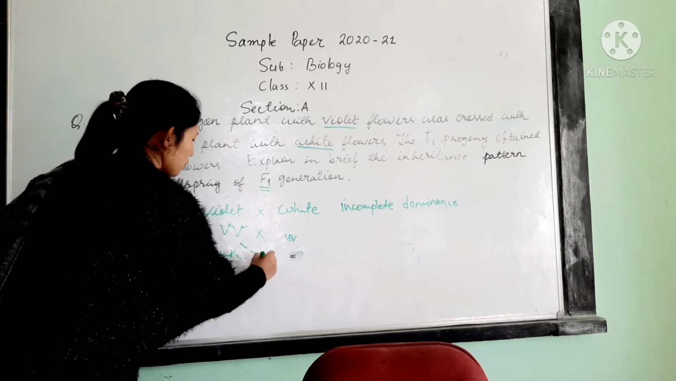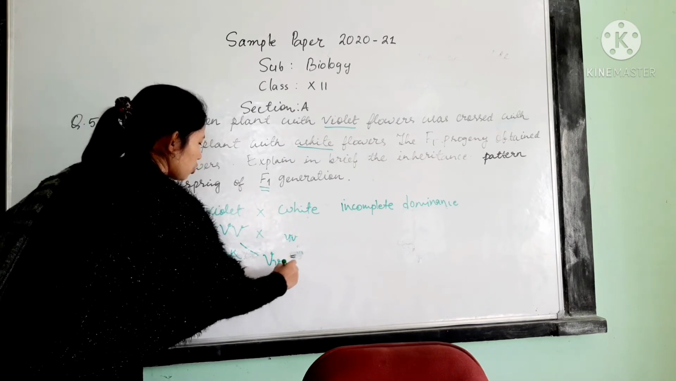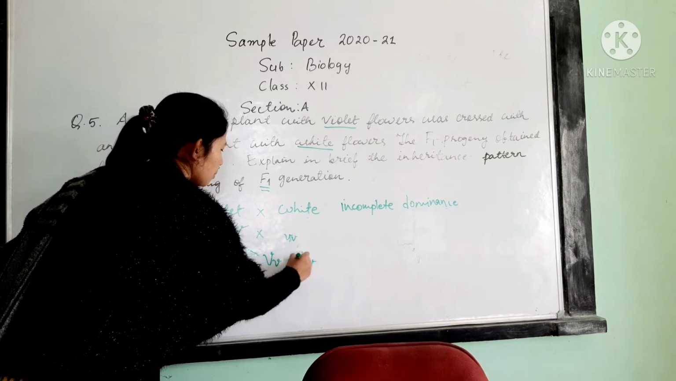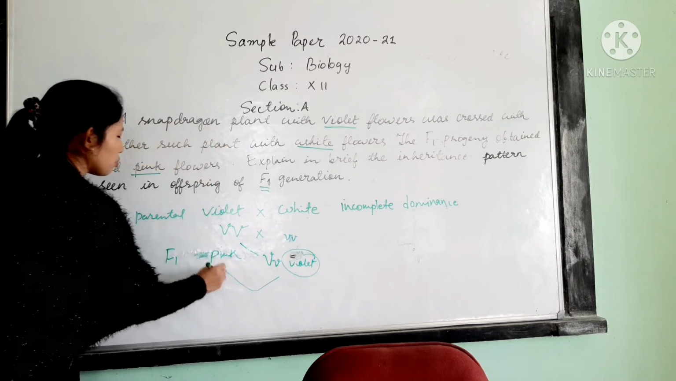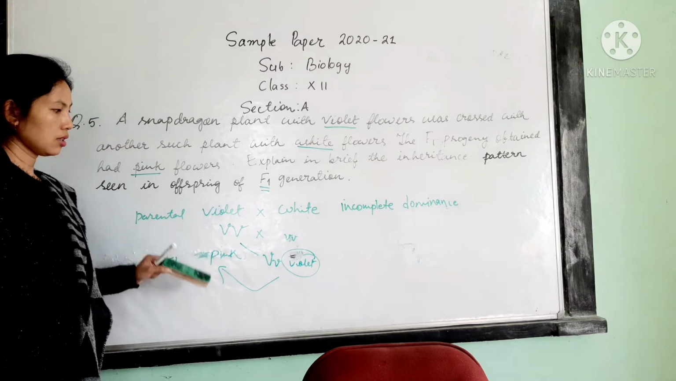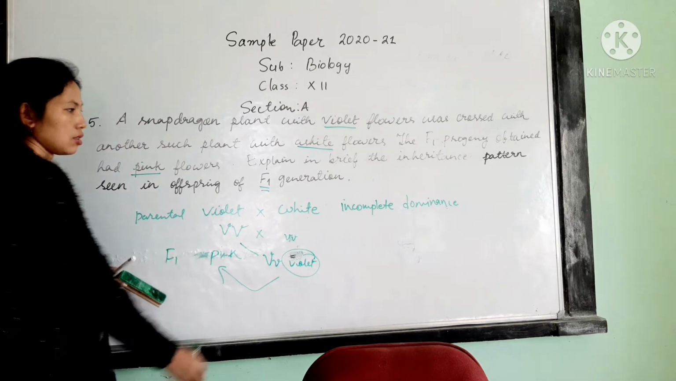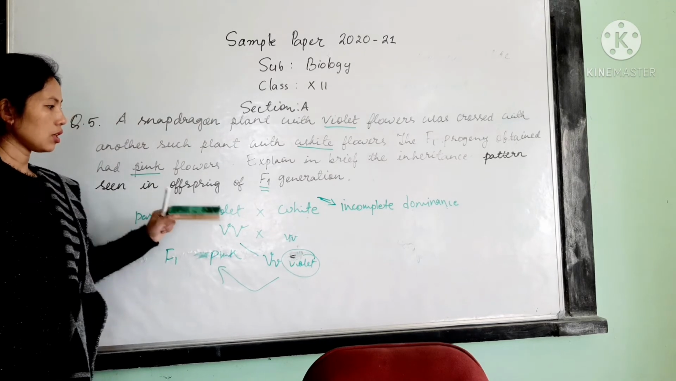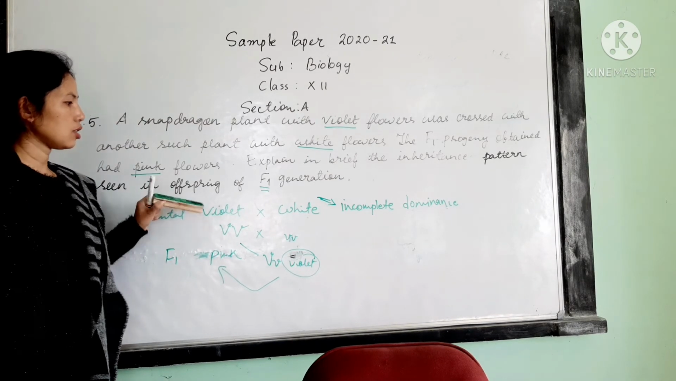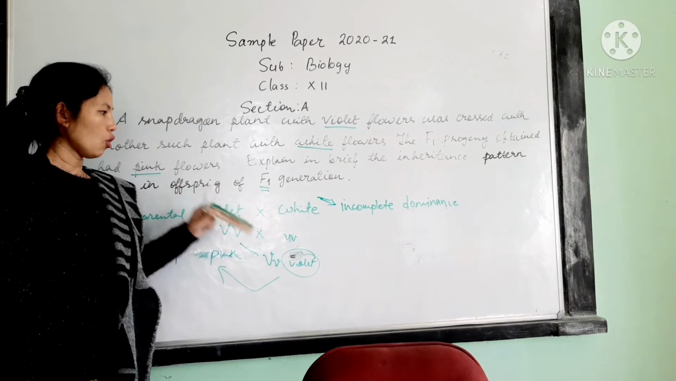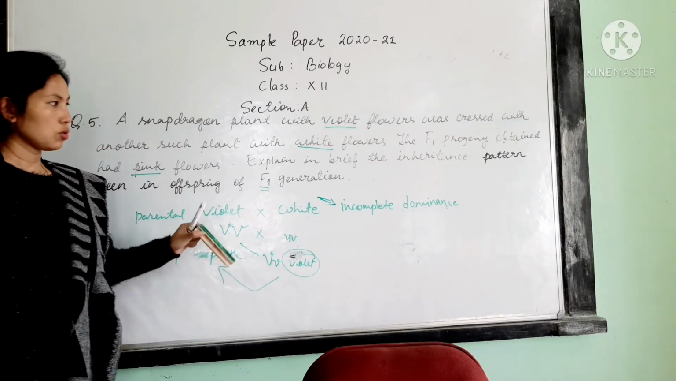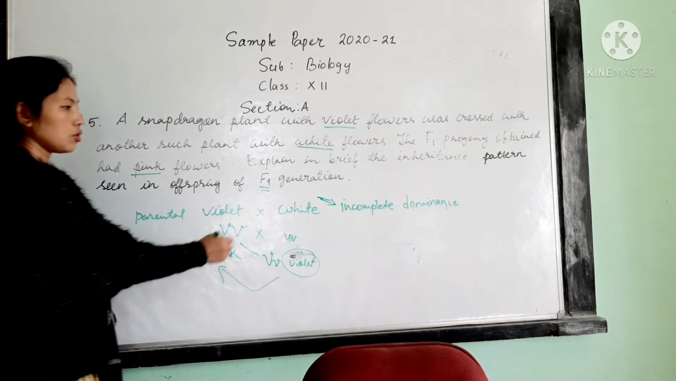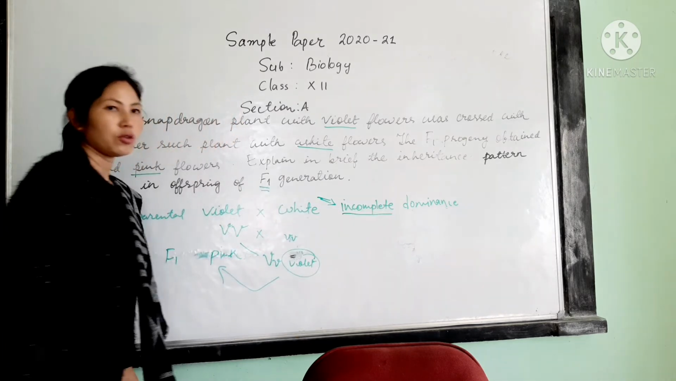Okay, so the gamete will be capital V, small v. It should be violet in color. But instead of violet, it came out to be pink in color. And the reason for this pattern of inheritance is due to incomplete dominance, right? In incomplete dominance, the violet color is not completely dominant over the white color. So you can simply write your answer is due to incomplete dominance.